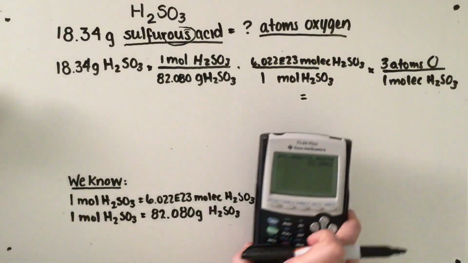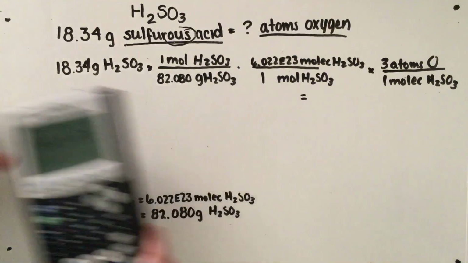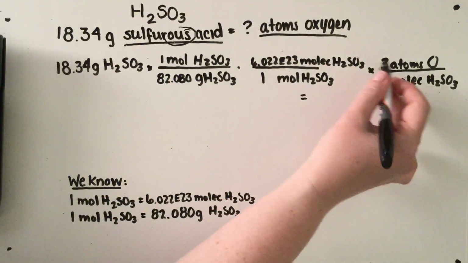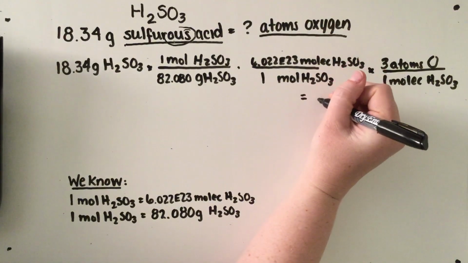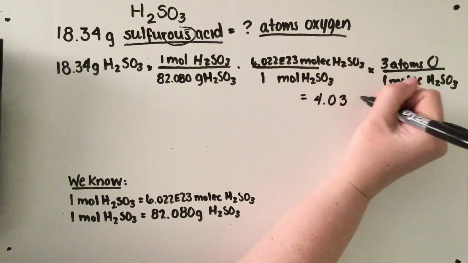We would take 18.34 divided by, since it's on the bottom, 82.080 times 6.022, and again I'm going to use that E key, times 3. And that gets us our answer of, let's see, 4 sig figs, 5 sig figs, 4 sig figs. These are actually counts, so they have unlimited sig figs. We're going to round this final answer to 4 significant figures.